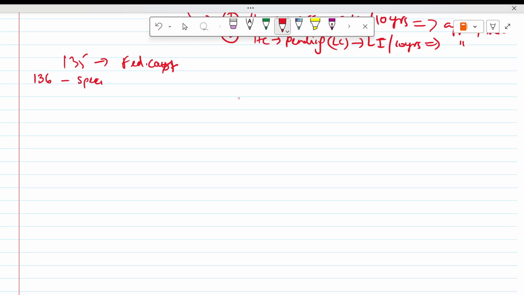Special leave petition. Petition means request. You are giving some request to someone. Here you are giving a request to the Supreme Court. Actually, any order you are not liking, you can request, you can petition the Supreme Court. The Supreme Court may agree or may not agree. That is what a special leave petition is. It is the Supreme Court's discretion to agree or not.